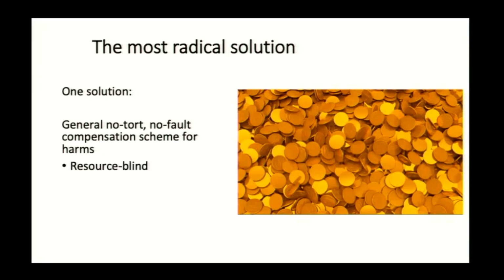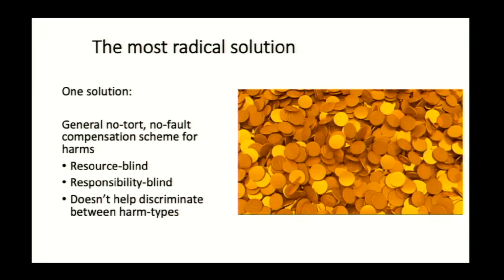Let's just compensate people in this way. Obviously there's a bunch of problems with that. One is that it's resource blind. It doesn't consider the differential economic power of the different participants, who's in a better position to pay than others. Another is that it's responsibility blind. One reason we think we have tort law is because it's justified to hold people responsible for harm they negligently cause. If we have this scheme, there's no sense of holding people responsible in that way, which you might think is a big loss. The third is that it doesn't help us discriminate between different types of harm people might cause. You might think it's a very broad-brush approach, and that we want to discriminate more finely.